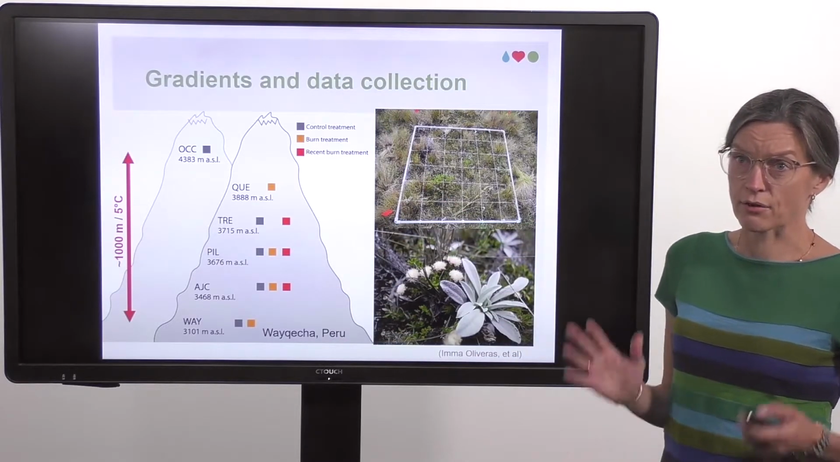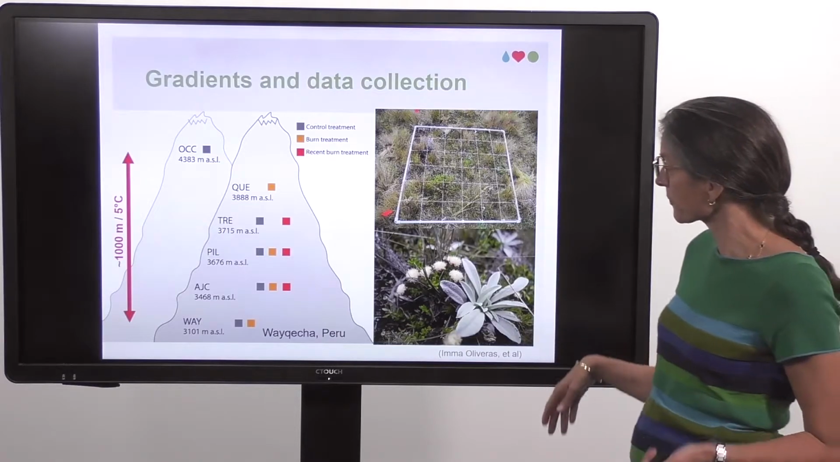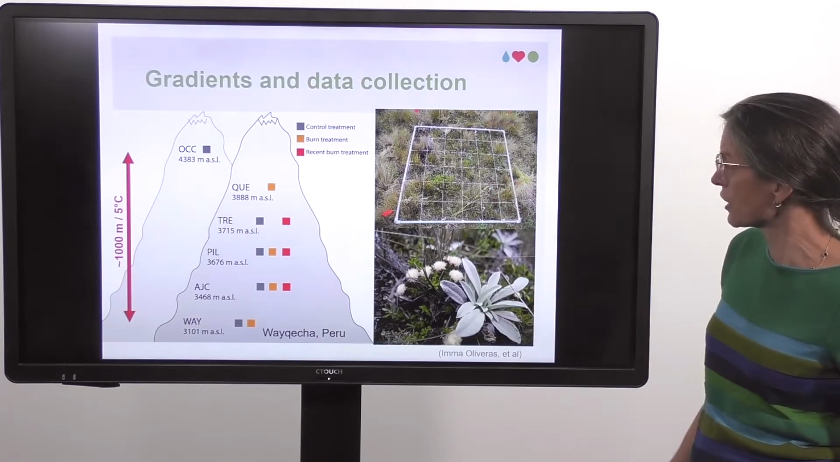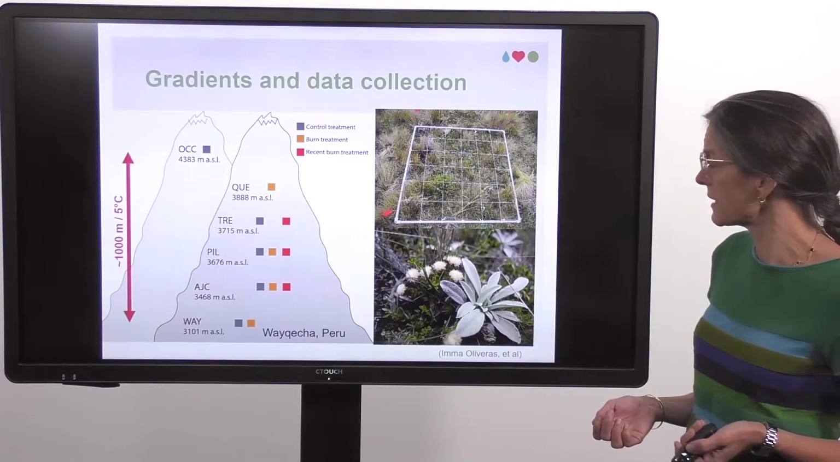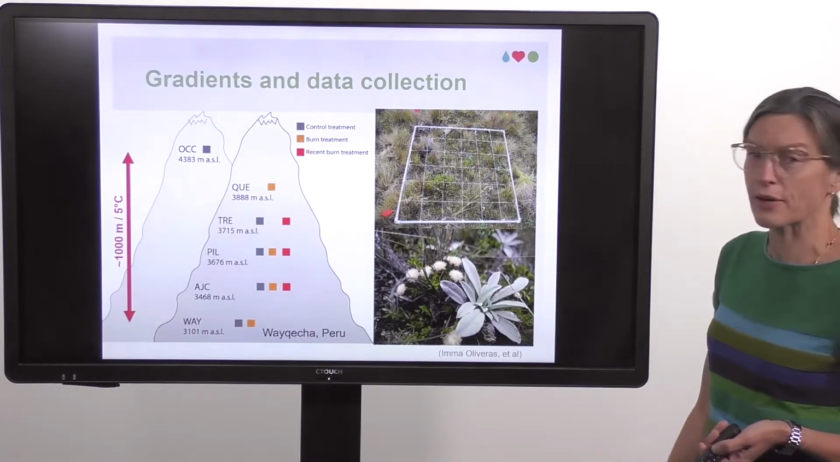We targeted to have around 1,000 meters of altitude. And then we did vegetation plots. So we recorded the species and their abundances in these sites. And we also measured traits of the plants.